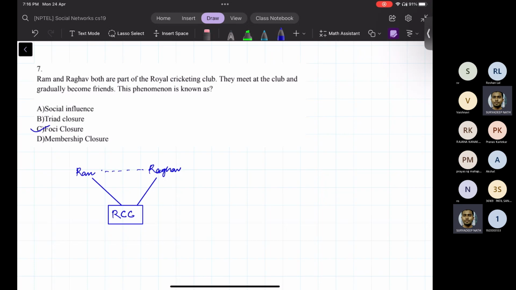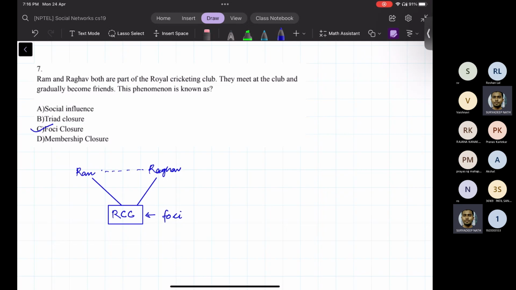So this concept is known as foci closure, that this is the foci. The Royal Cricketing Club was the foci that brought both of them together, and since they became friends, there is a closure. So this is known as foci closure.